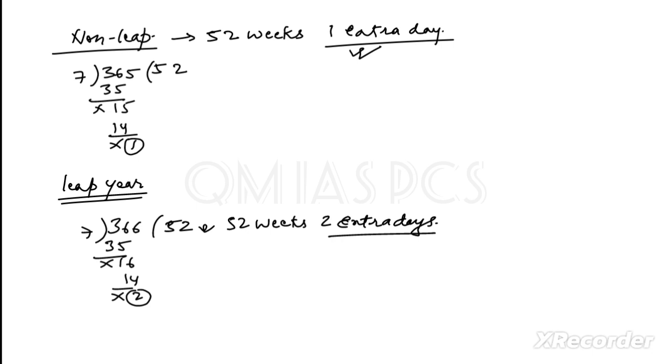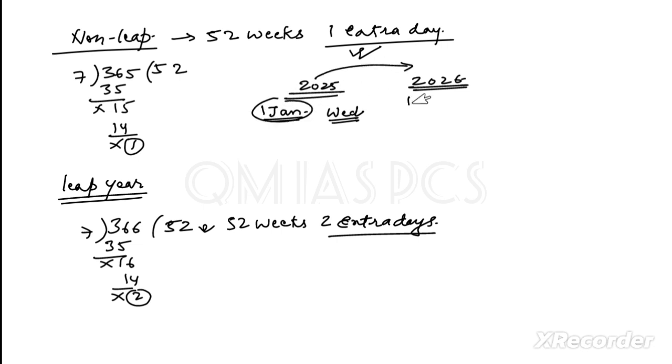So let's see some interesting facts. This year is 2025. If you look at the 1st January day, say it is Wednesday. So next year is 2026, and that is also a non-leap year. So when you are going from this year to next year and checking the first date of 2026, what will be the day for 1st January 2026? Think.